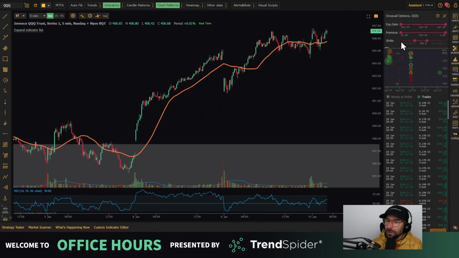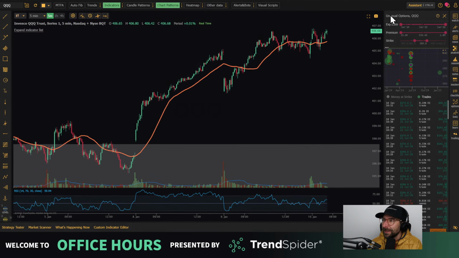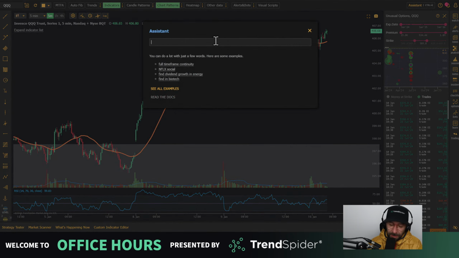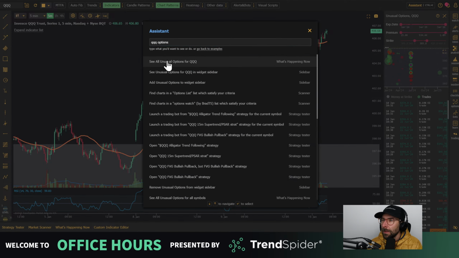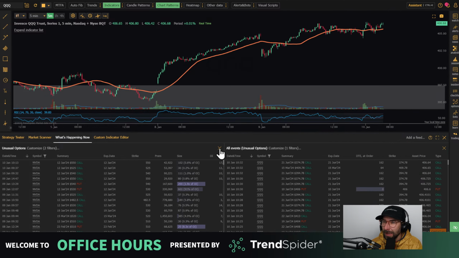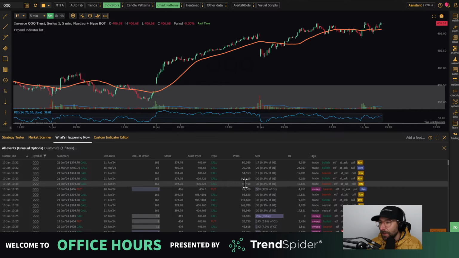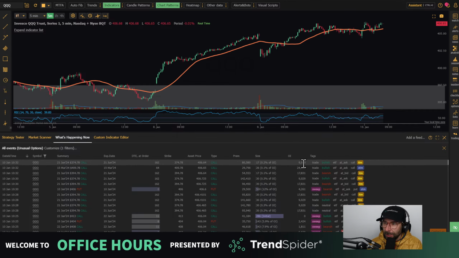You can also see them in a different way. If you go up to your assistant right here and say QQQ options, and I'm going to say see all unusual options for QQQ. This is another way of viewing all those unusual options. This is going to give you a few more pieces of information, specifically the open interest, and the percentage of open interest here.